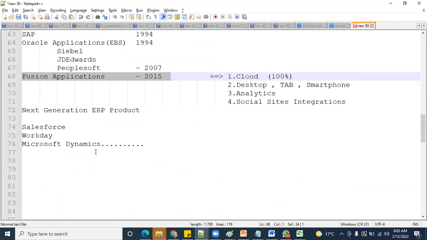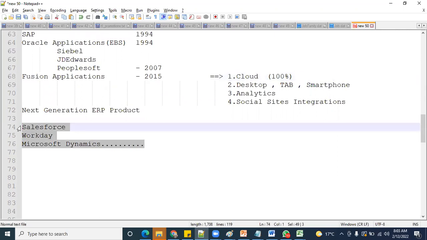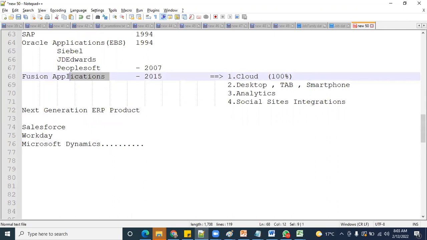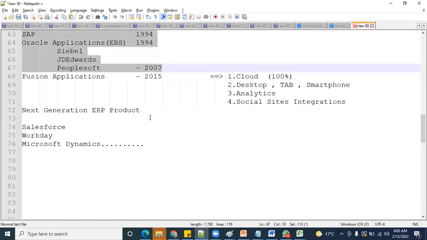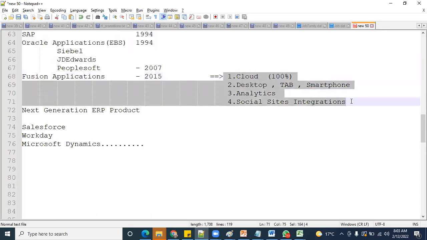These others are small, not much. Salesforce, Workday, Microsoft Dynamics are not competitors to Fusion because Fusion has vast modules and even large companies can be satisfied with this product. Earlier SAP was there, and it was a good competitor for Oracle, but now with all these features, SAP is not there. SAP is not that fast in the cloud environment compared to Oracle.